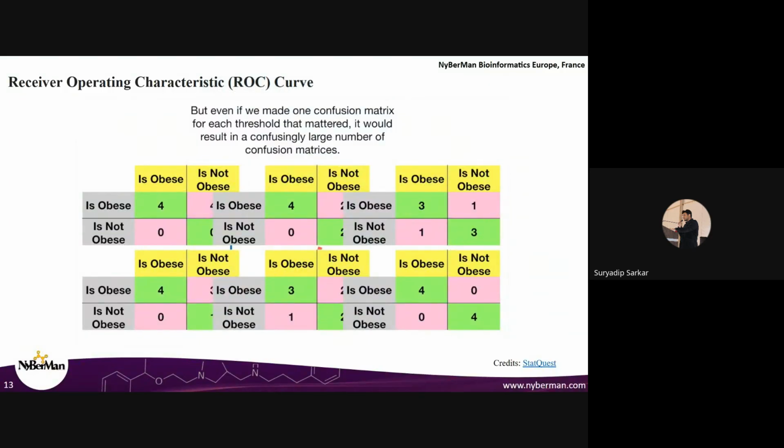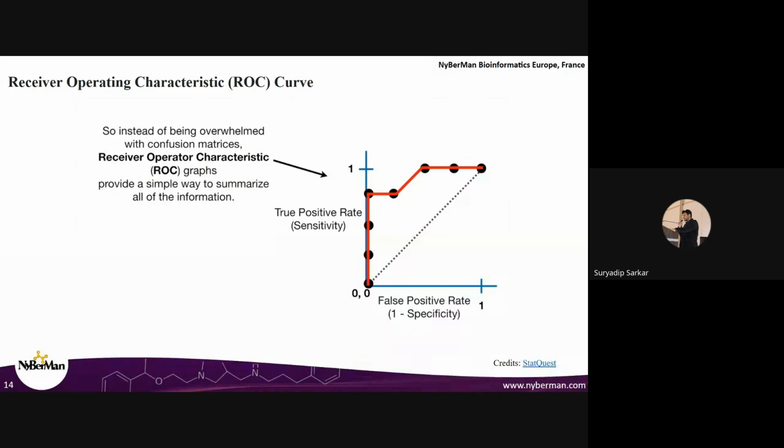So we have set the premise here that we have to try out different thresholds because 0.5 is not a universally agreed number, and number two, we cannot try out different thresholds by actually figuring out the confusion matrices because that is going to be very cumbersome and humanly not possible. So the solution is a receiver operating characteristic curve, or an ROC curve. Instead of being overwhelmed with these confusion matrices, we use this ROC curve to provide a simple way to summarize all of that information.